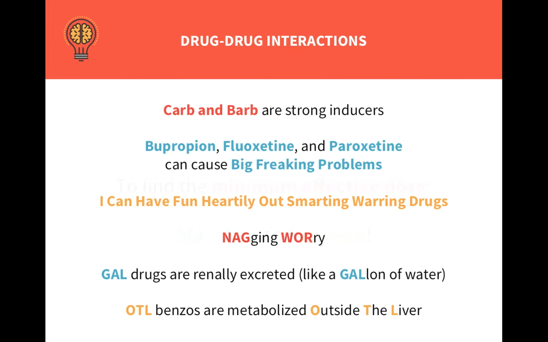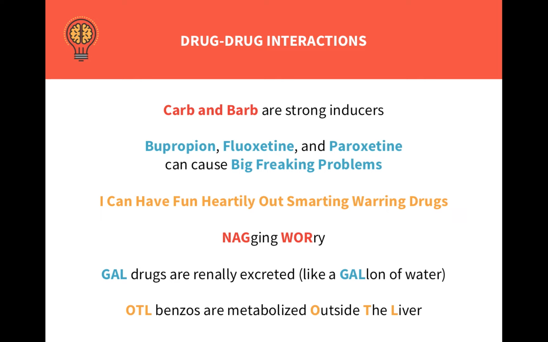A quick overview of what we've learned. Within psychopharmacology, carbamazepine and phenobarbital, or carbon-barb, are the major inducers, while bupropion, fluoxetine, and paroxetine are the major inhibitors, causing big freaking problems. You can remember the medical conditions and medication classes most often responsible for significant drug-drug interactions with psychotropics using the mnemonic "I can have fun heartily outsmarting warring drugs," with the additional nagging worry mnemonic to recall non-prescription drug interactions.